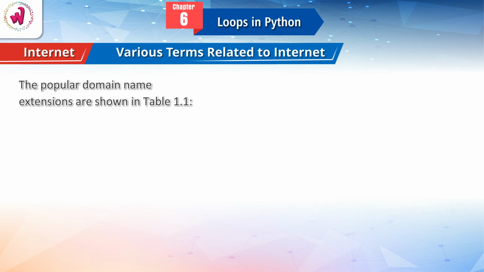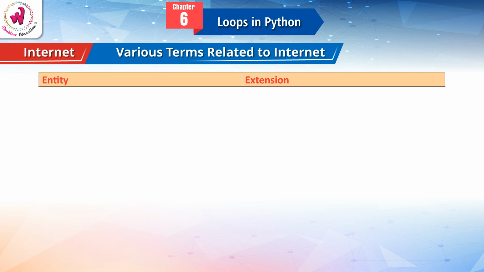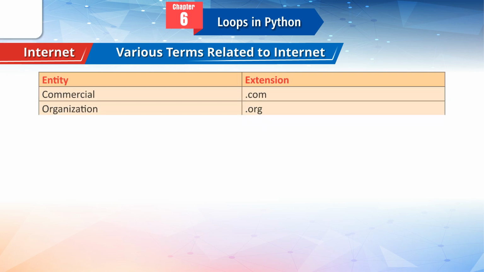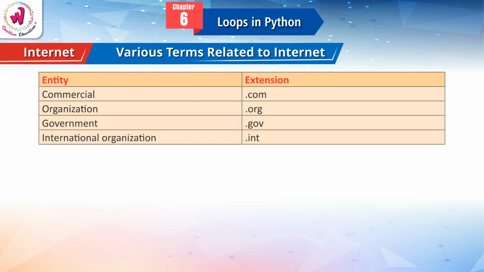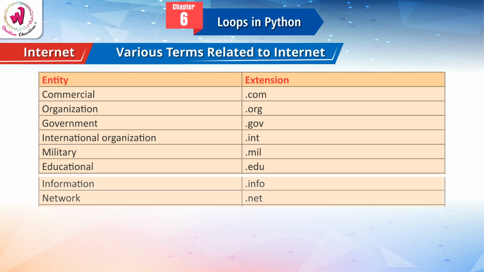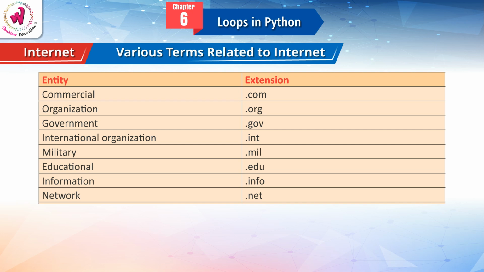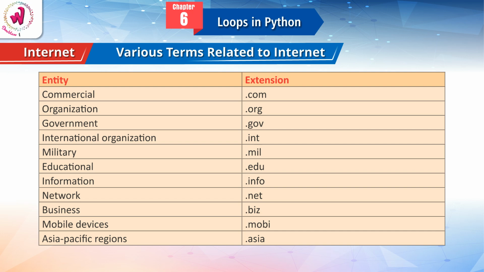The popular domain name extensions are shown in Table 1.1. Table 1.1 Domain Name Extensions. Entity, Extension. Commercial, .com. Organization, .org. Government, .gov. International Organization, .int. Military, .mil. Educational, .edu. Information, .info. Network, .net. Business, .biz.